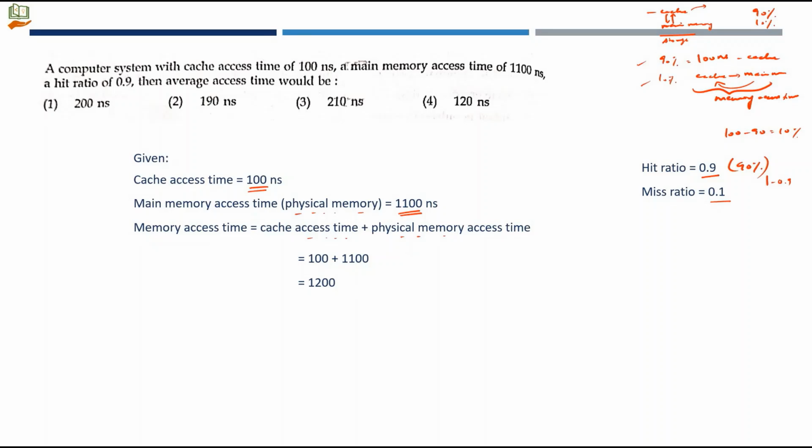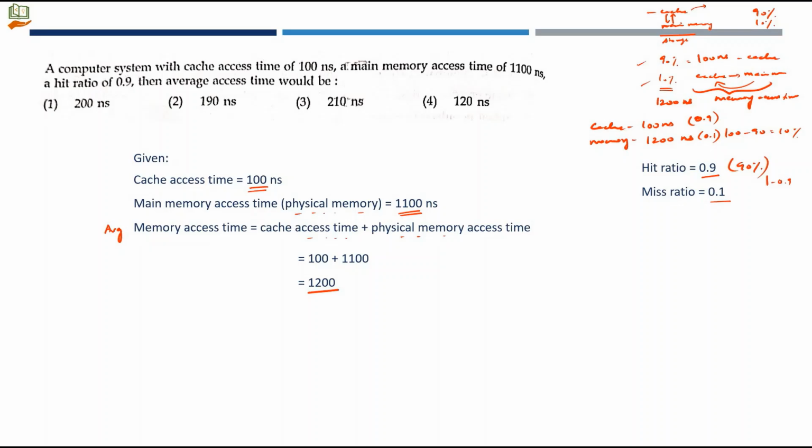For the remaining 10% of miss ratio, we will take 1200 nanoseconds to access a particular content. So when it is cache memory, it is 100 nanoseconds. When it is other than cache, we are going to go for 1200 nanoseconds. This is for 0.9 hit ratio and this is for the miss ratio. So this can be called as memory access time or average memory access time. But here I am just keeping it as memory access time.